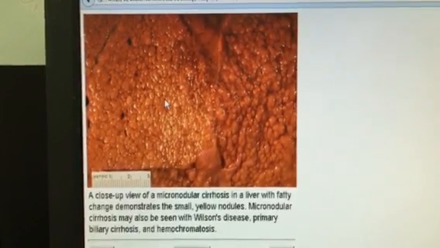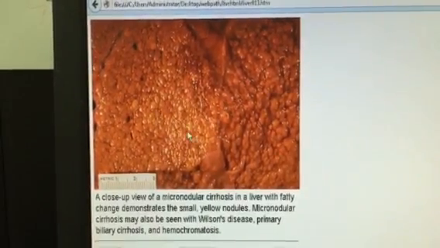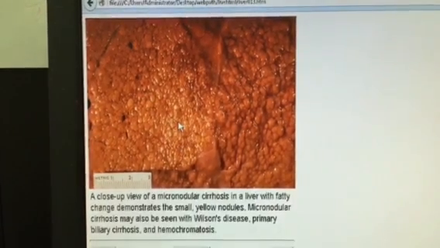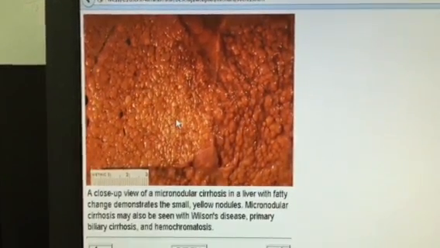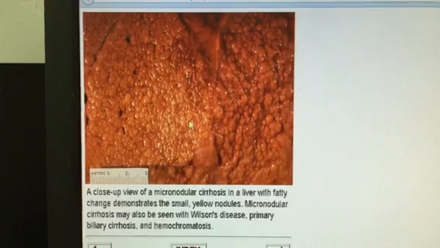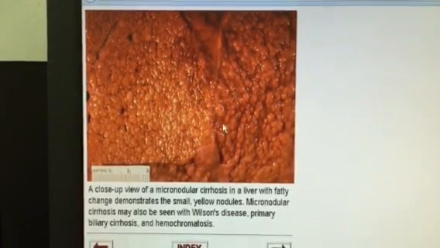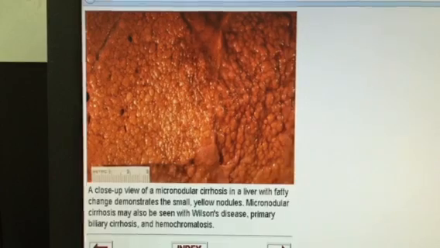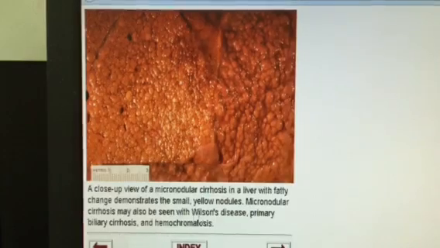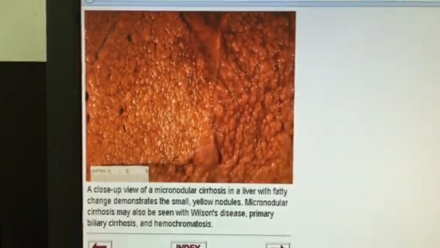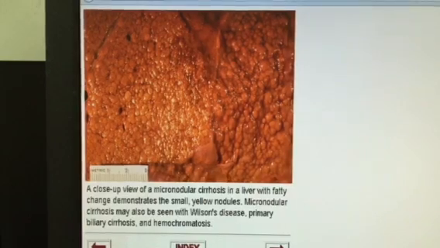This is a micronodular cirrhosis of the liver with fatty changes. Why fatty? Because we said the yellow, pale appearance is due to the fat. So yellow, small nodules are seen on the surface of the liver. Here we can see Wilson disease also can cause cirrhosis, along with primary biliary cirrhosis and hemochromatosis.